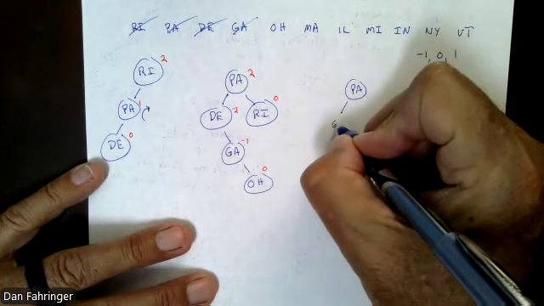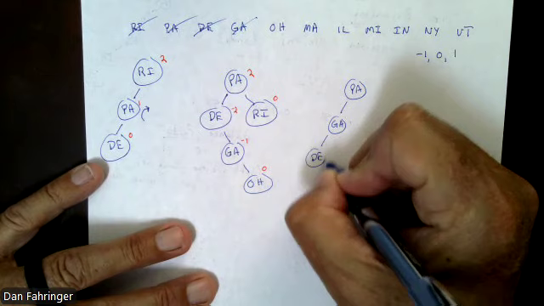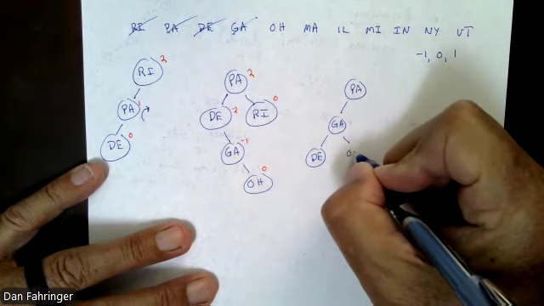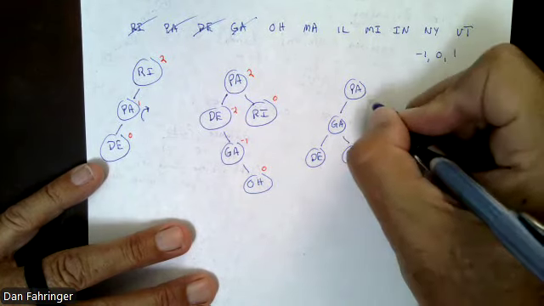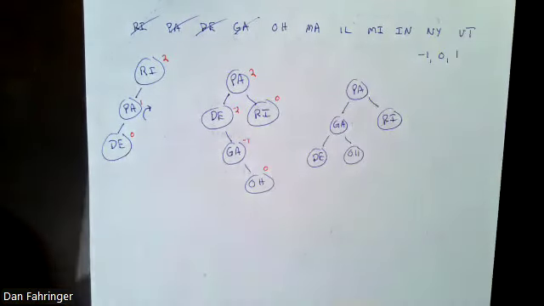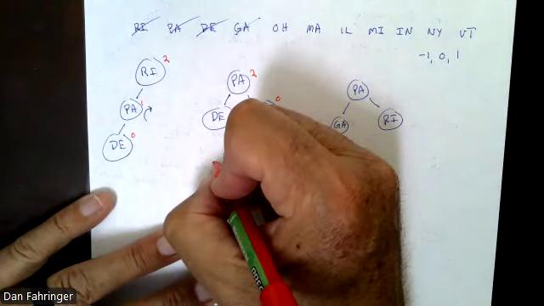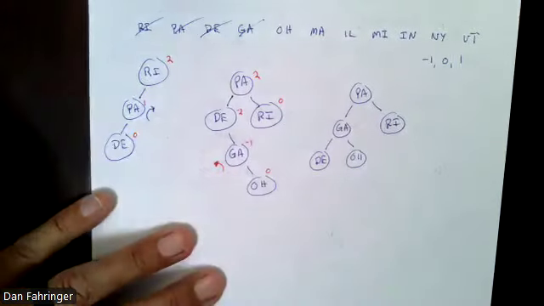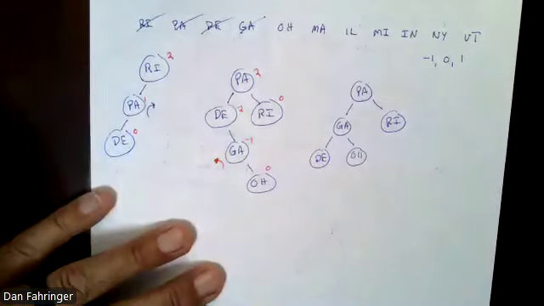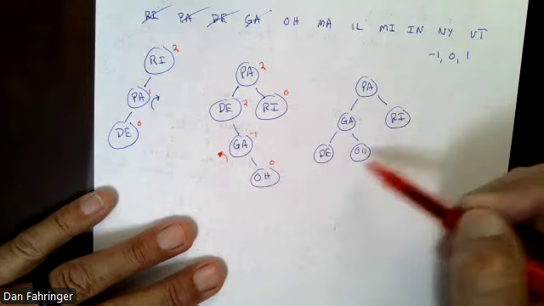PA, Georgia, Delaware, Ohio, Rhode Island. I did a left rotation on Georgia. And I'm looking at my balance factors and I get 1, 0, and all the nodes.